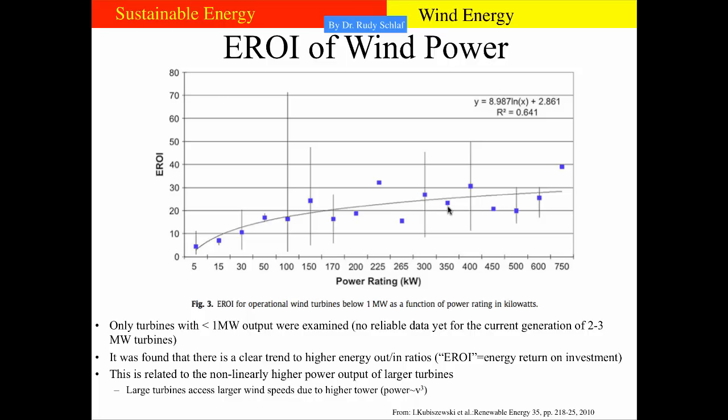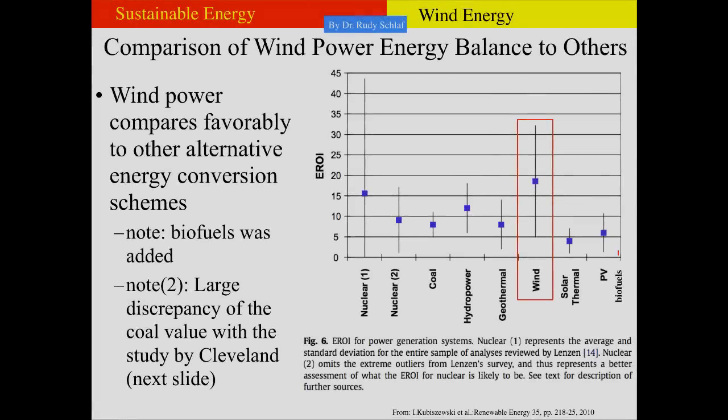This graph clearly shows that larger turbines can easily achieve an EROI that is larger than 20. So we get 20 times more energy out than it costs to build and operate the wind turbine. The main reason for this relationship is that larger turbines access wind higher above the ground, which we know now has more power. This graph shows the wind power EROI in comparison to EROIs of other sustainable energy types.